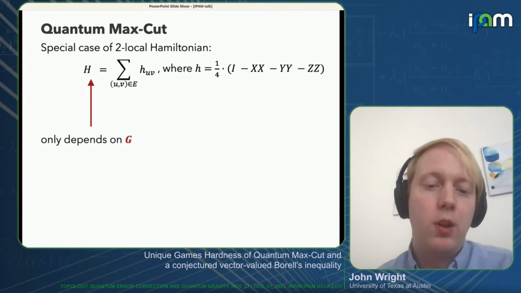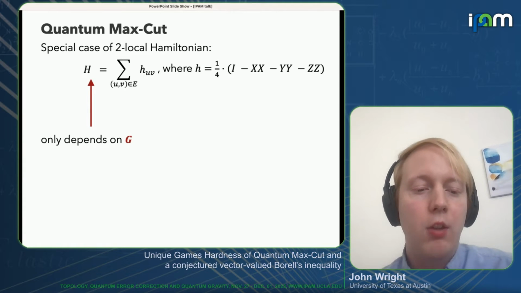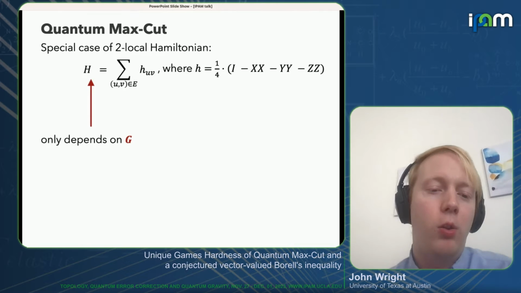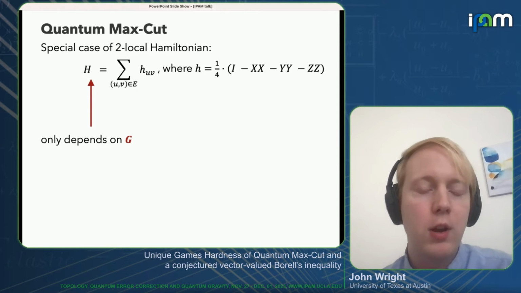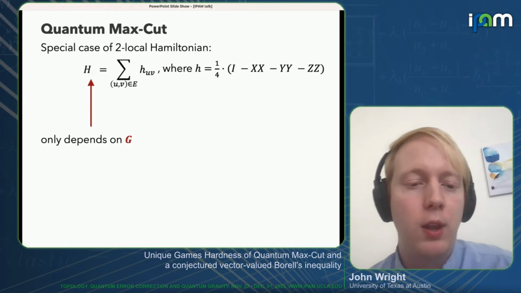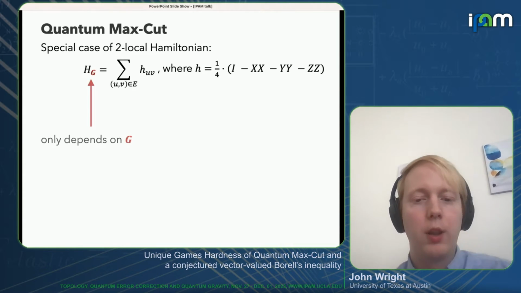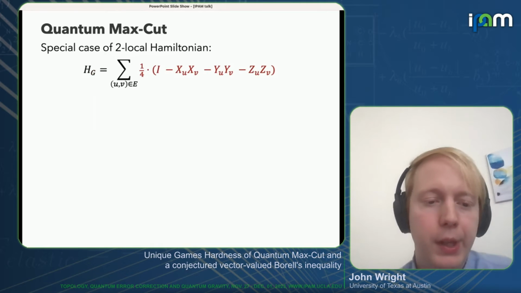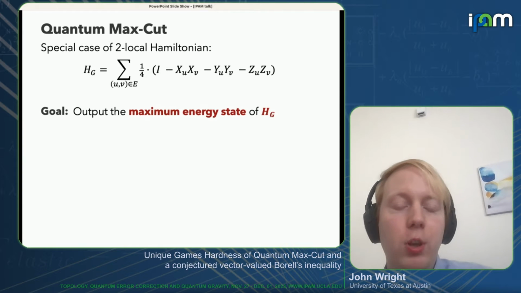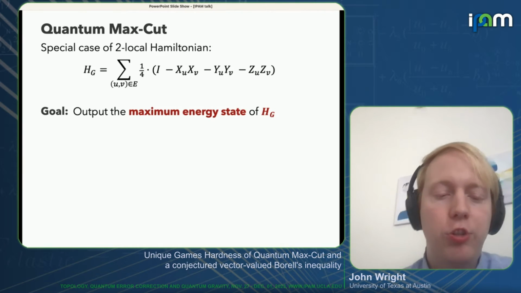Now notice, since the local term is independent of the edge, this Hamiltonian actually only depends on the graph G. All I have to specify is which edges are there, and it specifies a Hamiltonian. And so I can always just write this Hamiltonian as H_G. So I'm just going to rewrite it like that. And you remember our goal: we're given the graph G, which describes this Hamiltonian, and we want to output the maximum energy state of H_G.